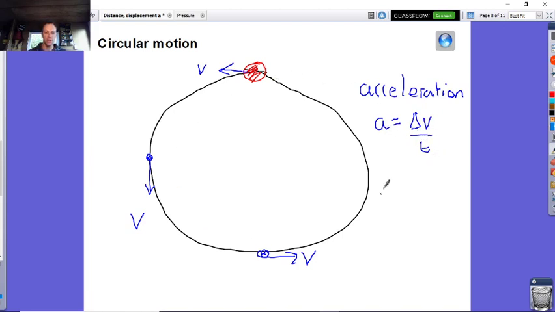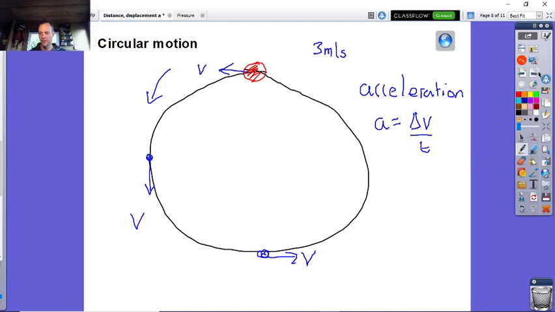And believe it or not, for something going around a circle, because its velocity is constantly changing direction, you've got to have acceleration, even though its speed could be constant at 3 meters per second. And that's all linked in circular motion.